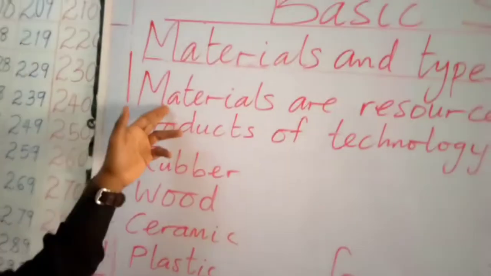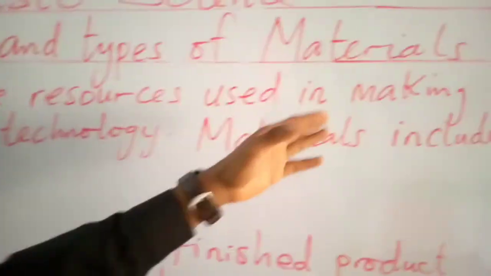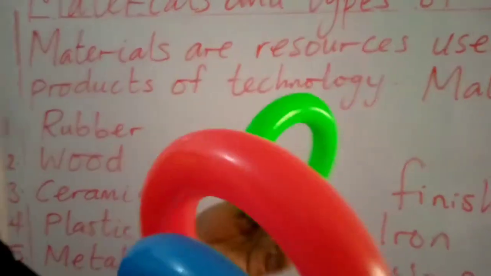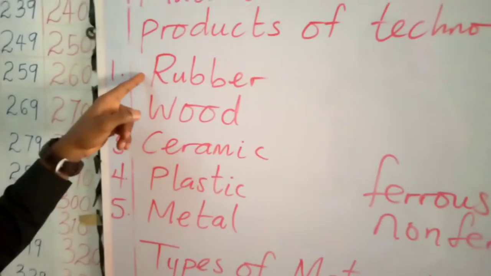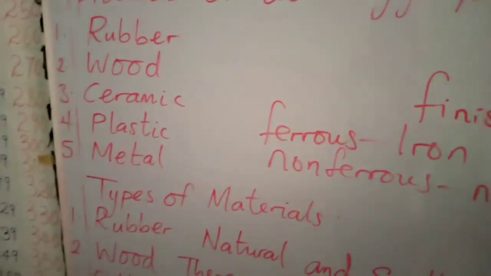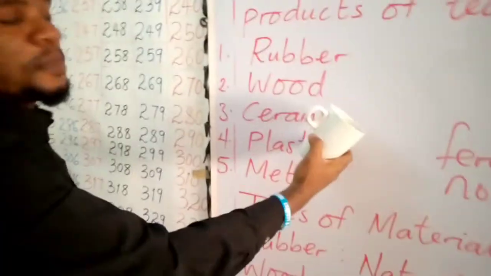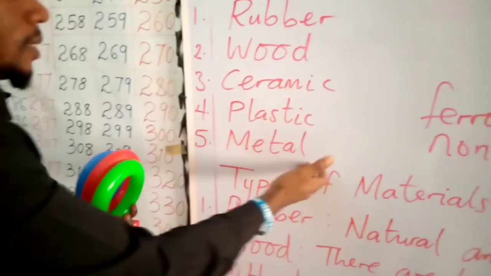Repeat after me. Materials are resources used in making products of technology. These are products of technology. Remember, materials include: 1. Rubber, wood, ceramic. I'll give you one example of ceramic: the material or product you drink from is gotten from ceramic material. So we have our plastic, our metal.